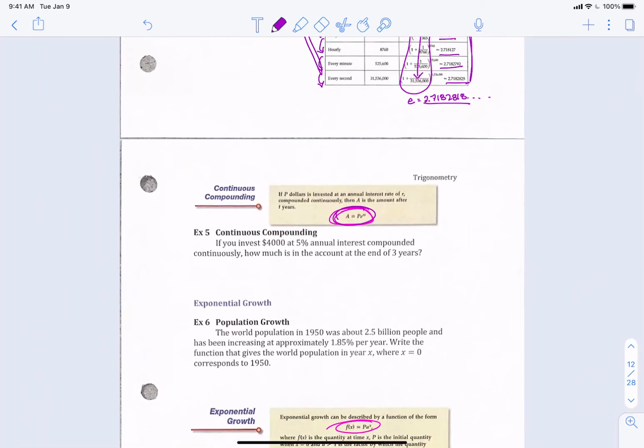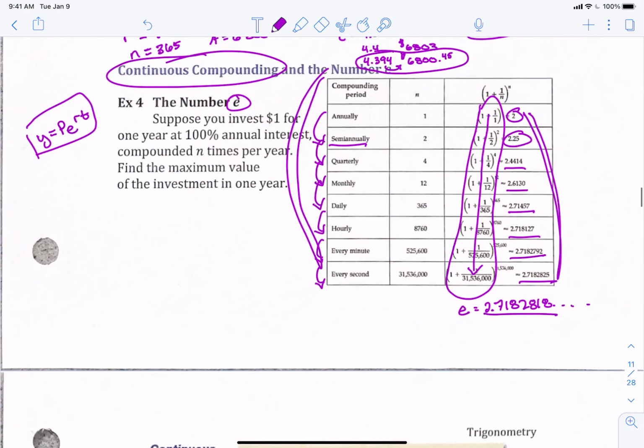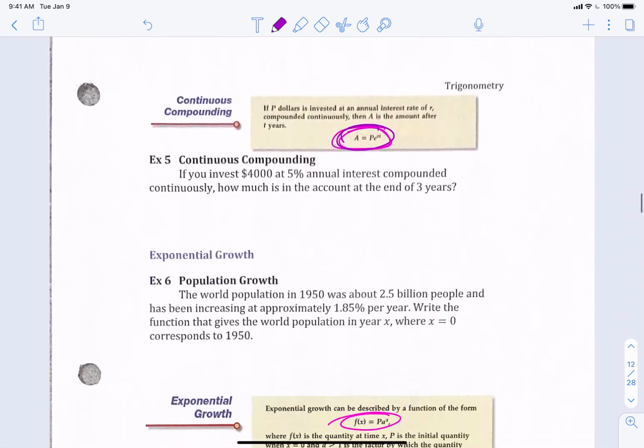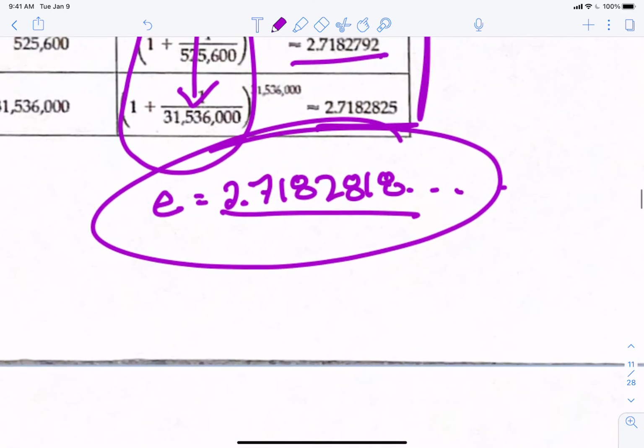What do you put for E? E equals that number. It's in your section 5.2 notes. Isn't E already on your calculator? Yeah, there is a button for E on your calculator, so you don't necessarily have to remember what it is. 2.7-ish. That's what E is.